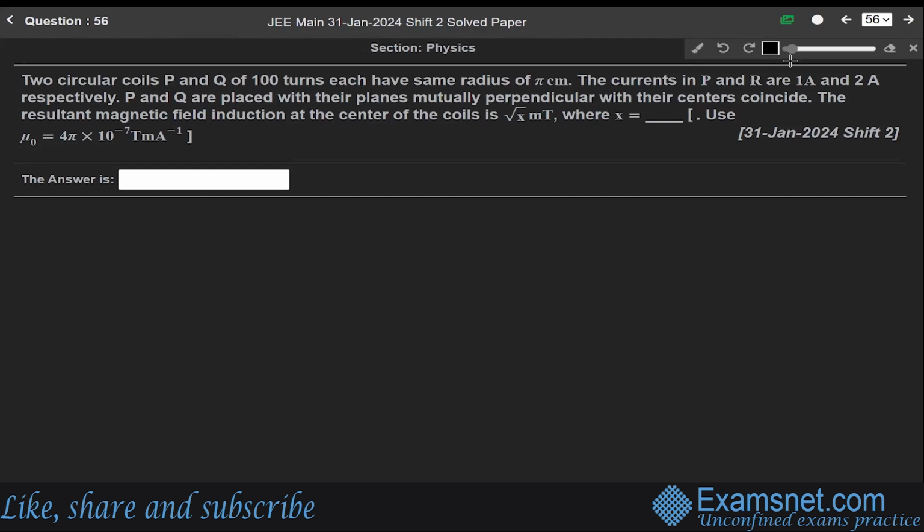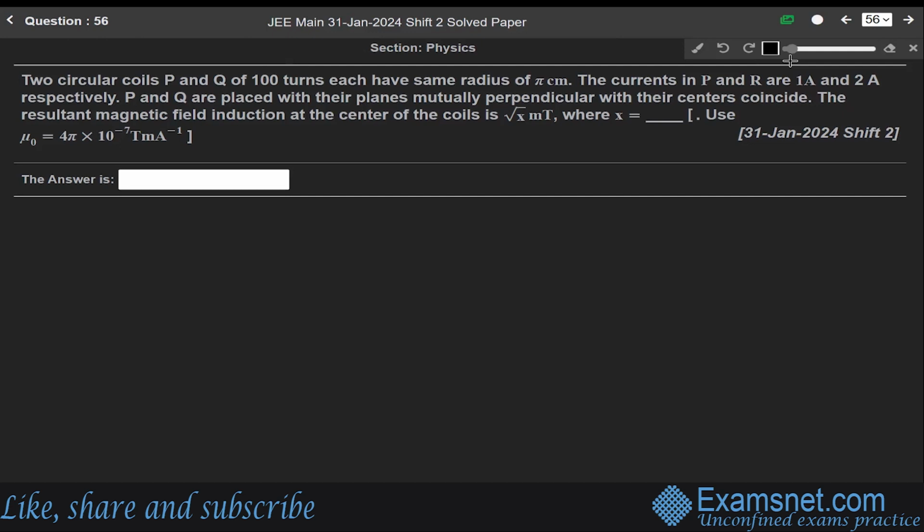So the next question is 56. Two circular coils P and Q of 100 turns each have the same radius of pi centimeter. The currents in P and Q are 1 ampere and 2 ampere respectively. P and Q are placed with their planes mutually perpendicular with their centers coinciding. The resultant magnetic field induction at the center of the coils is root x mT Tesla. Okay, so we have to find the value of x.